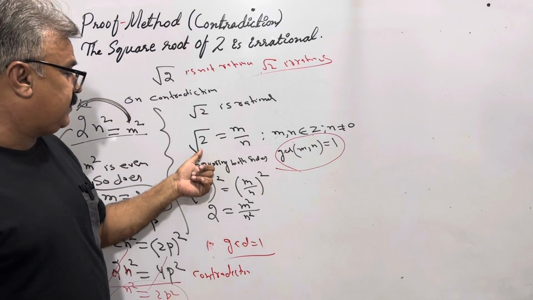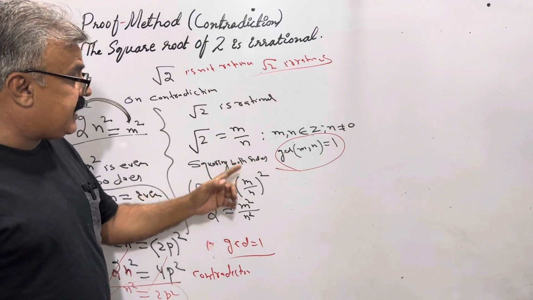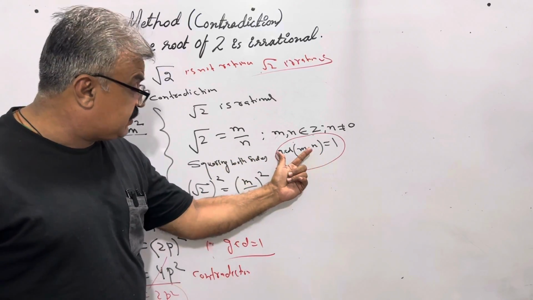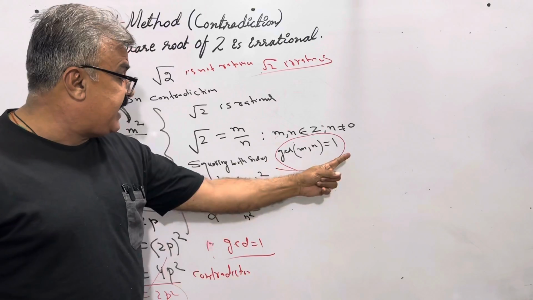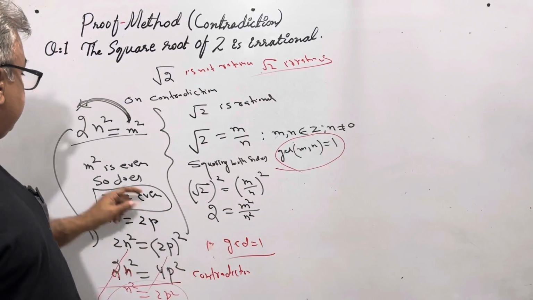Suppose on the contrary, root 2 is a rational number. If it is a rational number, it can be written as m over n. For these m and n, there must be a restriction: their GCD must be 1. That is the key fact. Squaring both sides and manipulating.